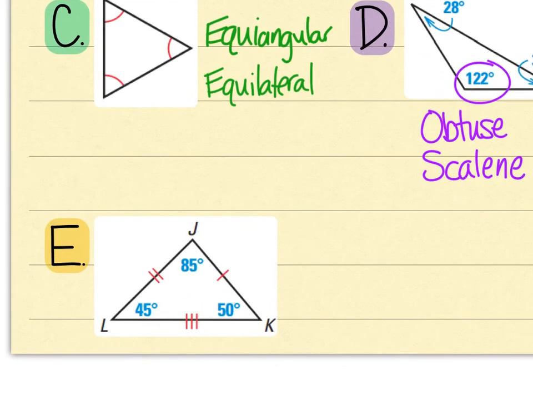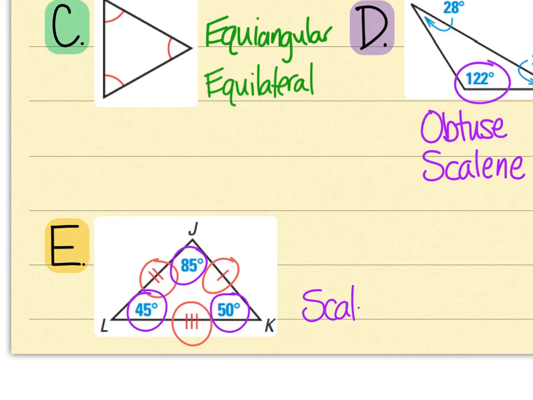And the last one here, example E, I've got the angle measures and the tick marks that I can look at. And so they give me 1 tick mark, 2 tick marks, 3 tick marks. That means none of these sides are the same. They all have different measures. And I can prove that because all three angles are different. So if all three angles are different, all three sides are going to be different. So this is totally a scalene triangle. And then are any of the angles 90 degrees or larger? No. One is close, but it's only 85 degrees. This is an acute triangle. So it's an acute scalene triangle.